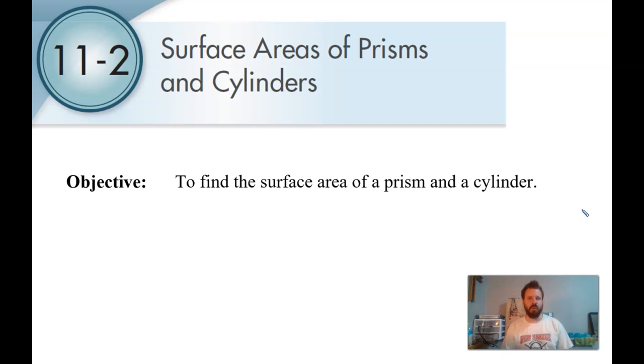Okay, in 11.2, what we're going to focus on is finding the surface areas of prisms and cylinders. Okay, so surface areas of prisms and cylinders. Let's get rolling with that.